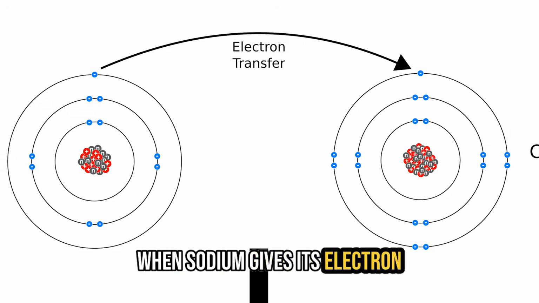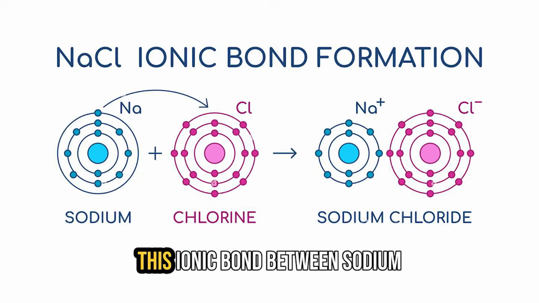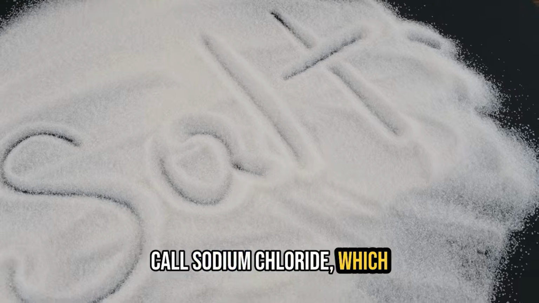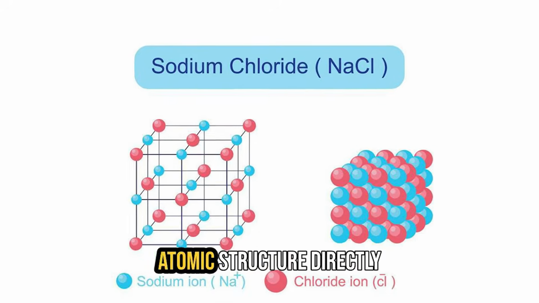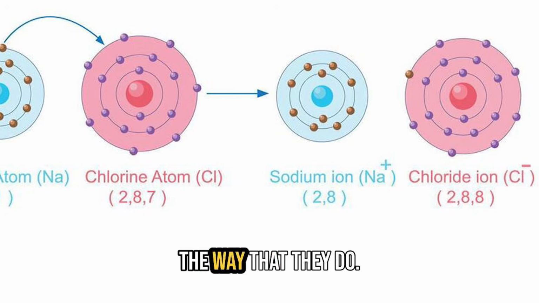When sodium gives its electron to chlorine, both become stable ions that attract one another. This ionic bond between sodium and chlorine forms what we call sodium chloride, which you might know as table salt. Atomic structure directly explains why everyday substances form and behave the way that they do.